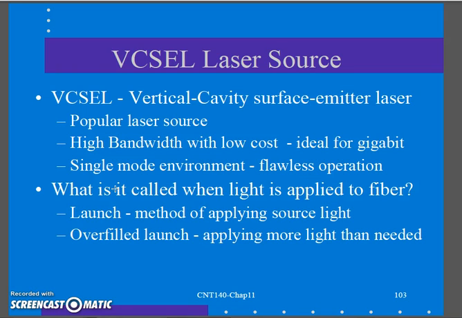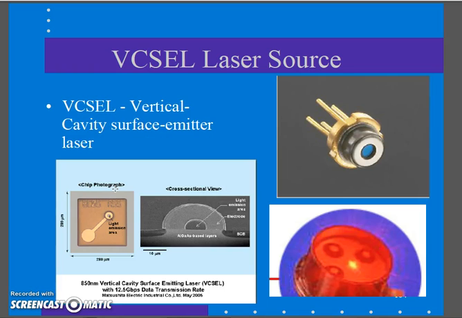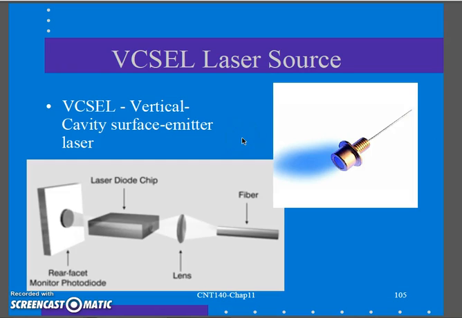The book then talks a little bit about VCSELs, vertical cavity surface emitter laser. This is a popular laser light source, high bandwidth, low cost, ideal for gigabit and so forth. With this one, here's your VCSEL. Again, you're seeing the very similar look to the thing.